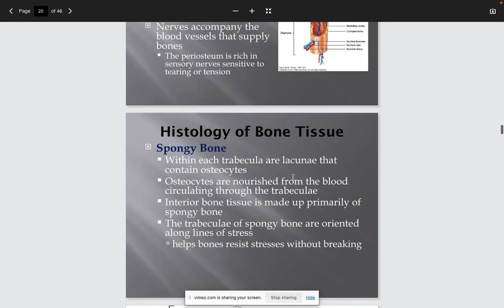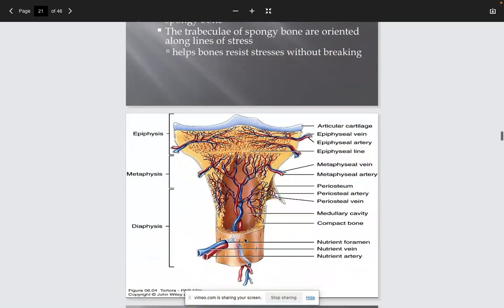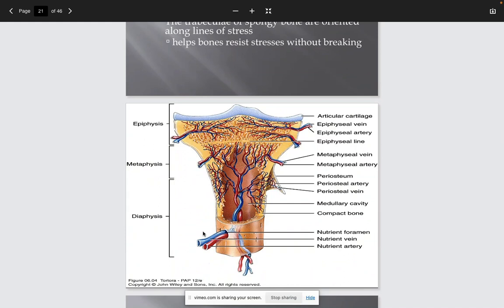So spongy bone within each trabeculae has lacunae that contain these osteocytes, and we said this trabeculae is unique to this spongy bone. So osteocytes are nourished from the blood circulating through the trabeculae. Here, I showed you the different portions: the epiphysis being the head of the bone, the metaphysis being the middle portion, and this is going to be the area that has the richest blood supply. We talked about osteomyelitis and how it usually occurs within the metaphysis, especially in children, and I talked to you guys about it being due to this rich blood supply present within the metaphysis.